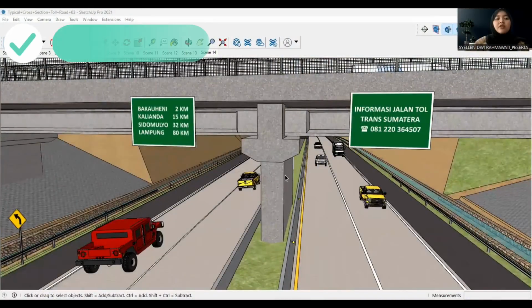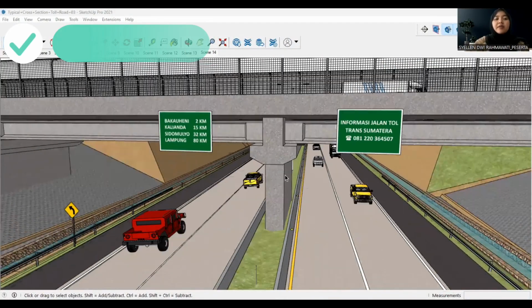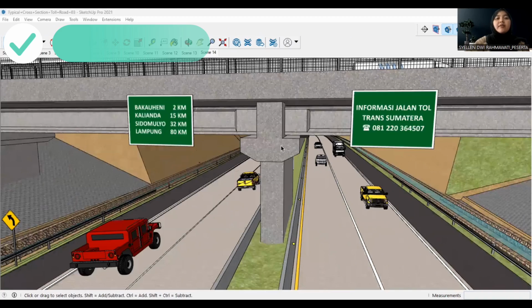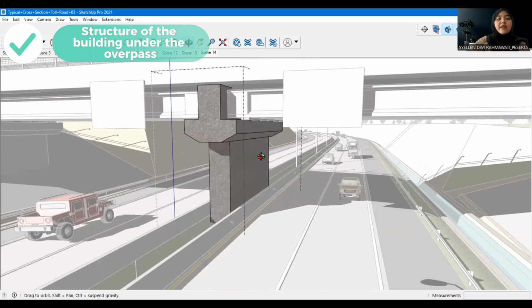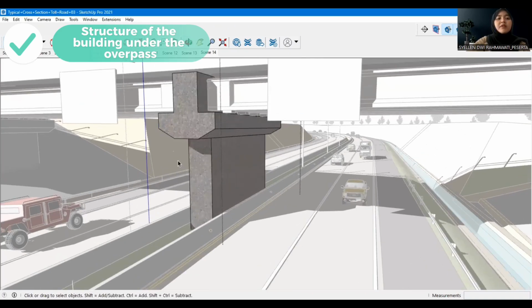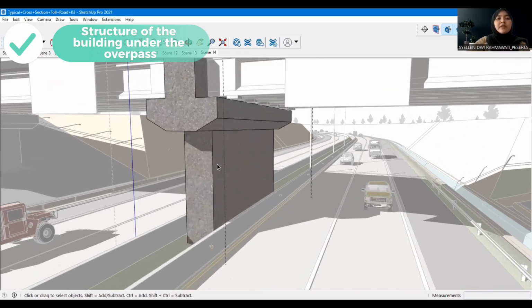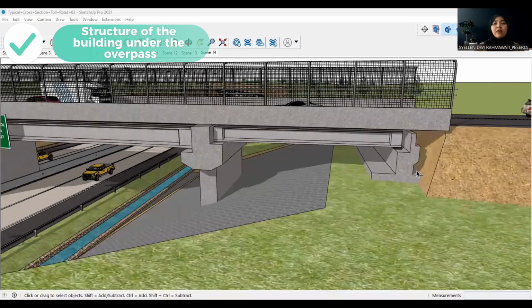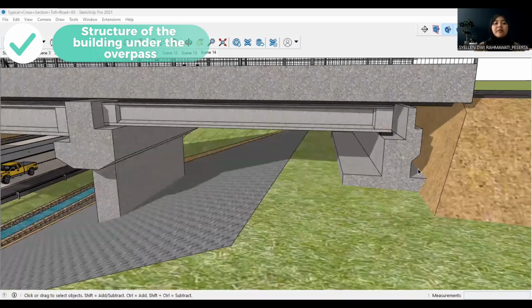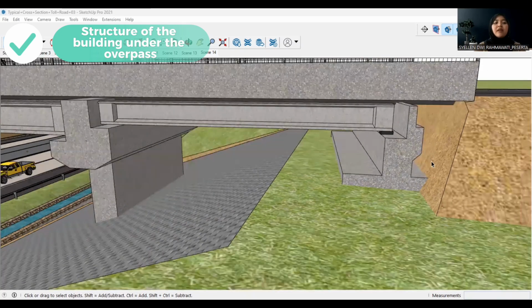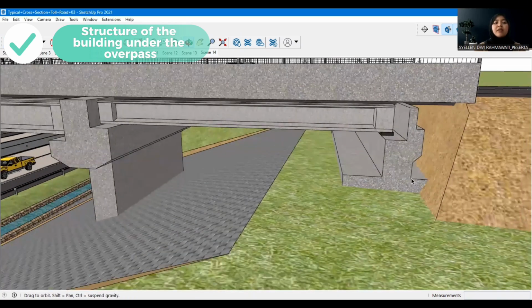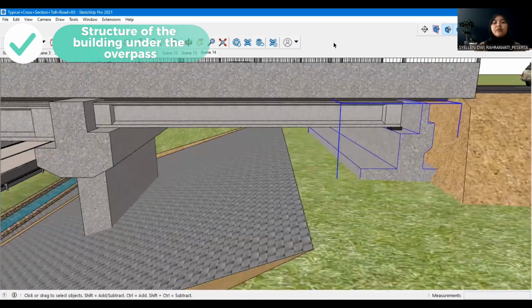And the second, the structure of the building under the overpass includes one, pillar. Pillar as the main support structure in the middle of the span, made of reinforced concrete. The second one is abutment. Abutment or pedestal is a soil-retaining structure that is at the end of the span of the overpass, namely at the point where the bridge meets the ground below.